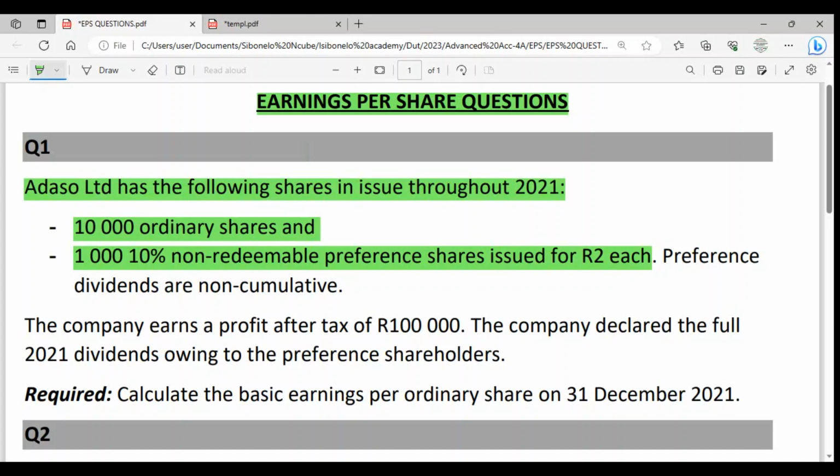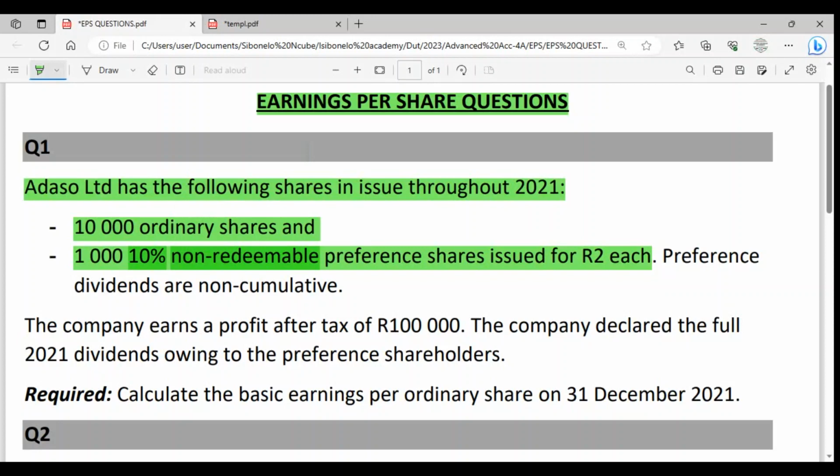So guys, if you are told that your preference shares are non-redeemable, this means that the capital will not be paid back to preference shareholders. So you treat this one as equity, not a liability, because we are not going to pay back the capital to preference shareholders. And then this 10% is the rate that we use to calculate the preference dividend, which is the amount that we're going to pay over to preference shareholders.